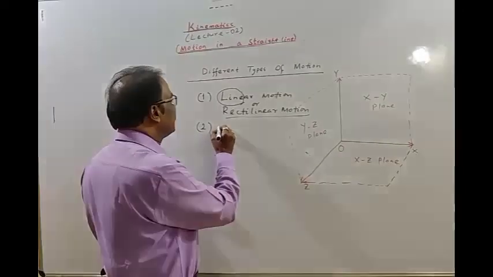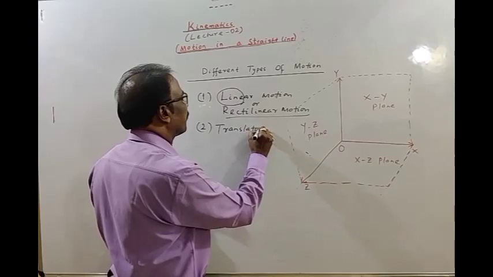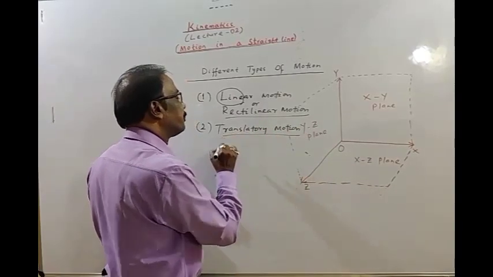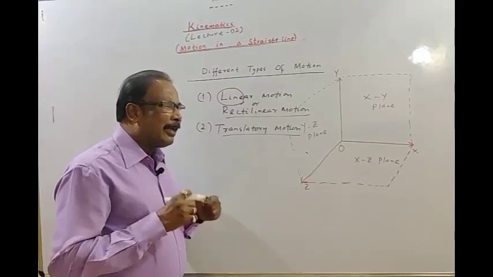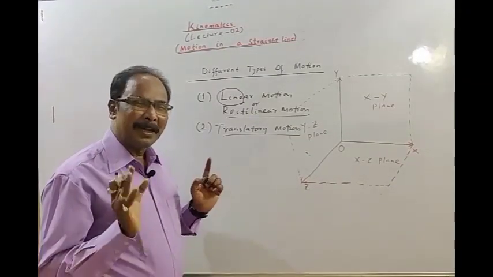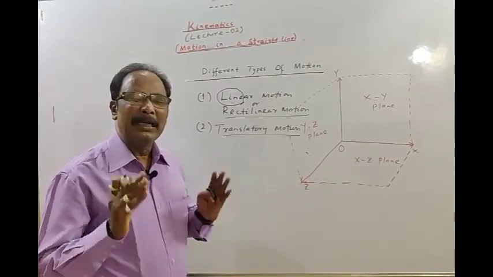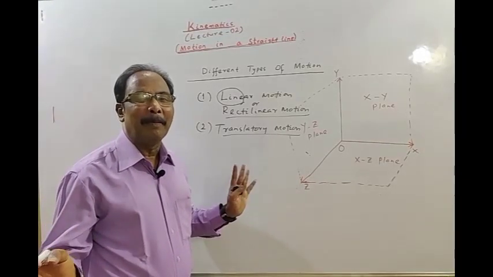Next type of motion is translatory motion, also called translational motion. What is this type? Translational motion is the type of motion in which a body covers equal distance in equal intervals of time.